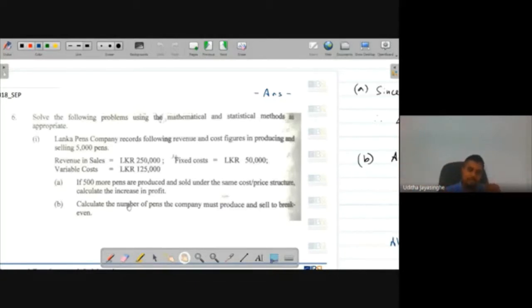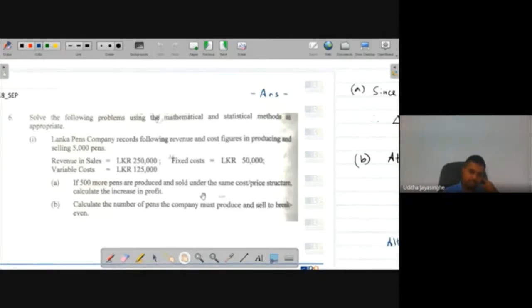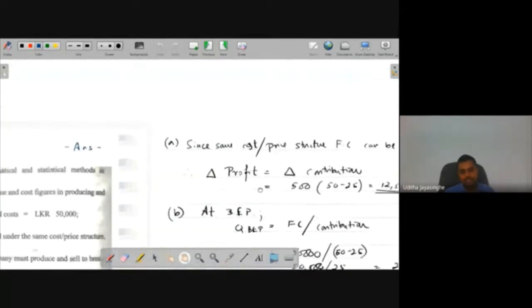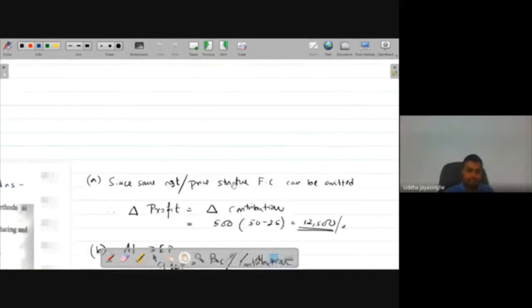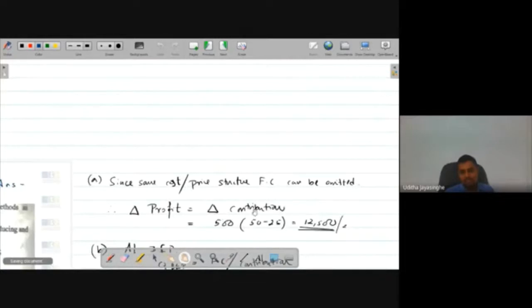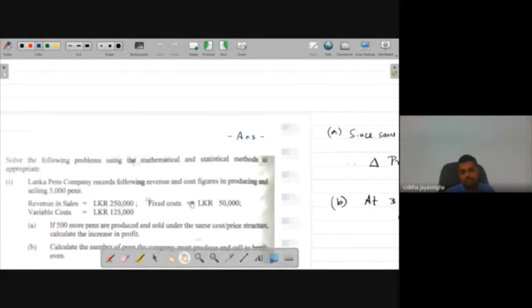So the students can be creative here. It's been asked to calculate the increase in profit under the same cost price structure. You can really do that equation as equation 1 and equation 2 and deduct and take the increase, but rather forget about the fixed cost and you can nicely focus on the increased contribution. What is the contribution? It's the difference between the selling price and the variable cost per unit. So how I have calculated these 50 and 25 is simply by taking the division of these couple of numbers.